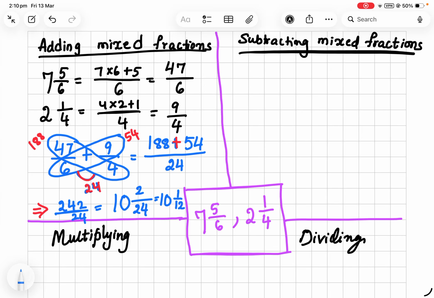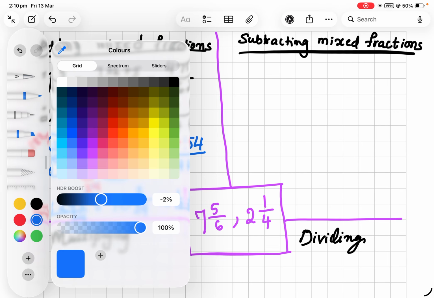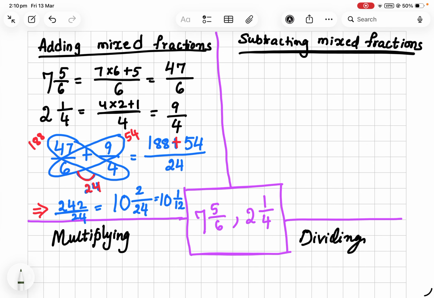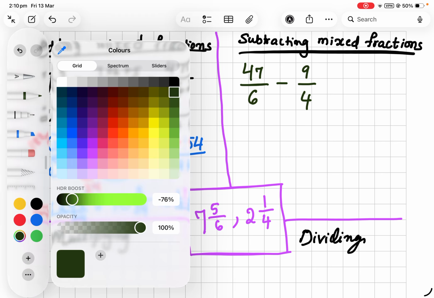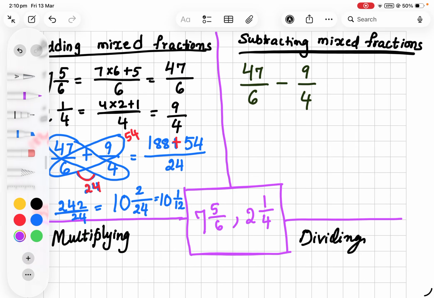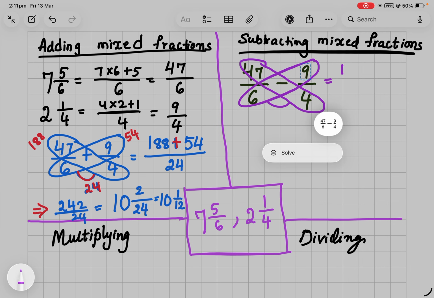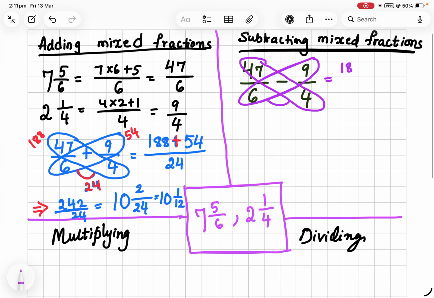All right. Now moving on to the next part, which is subtracting. Now you already have your fractions. So 47 divided by 6, now subtracting 9 over 4. Why didn't the color change? Come on, change. All right. So as you know, we are doing our butterfly smiley here. So 47 times 4, we have already figured that out, which is 188.